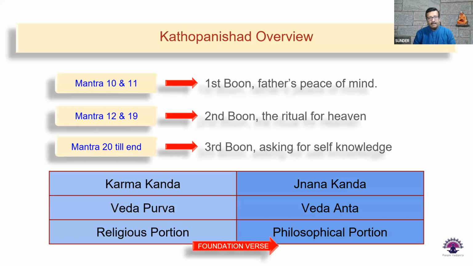Mantras 10 and 11 covered the first boon, in which Nachiketas asked for the welfare of his parents. Mantras 12 to 19 covered the second boon, where he looked at a broader benefit for the welfare of society at large. And now, in the 20th mantra, he is asking the third boon, which is in the form of self-knowledge for himself. The discussion of this continues till the end of this Upanishad. So Pujya Swami Paramarthananda ji calls this a foundation verse, because we see a transit from Karma Kanda to Jnana Kanda happening, also from Veda Purva to Vedanta, and from the religious portion to the philosophical portion.